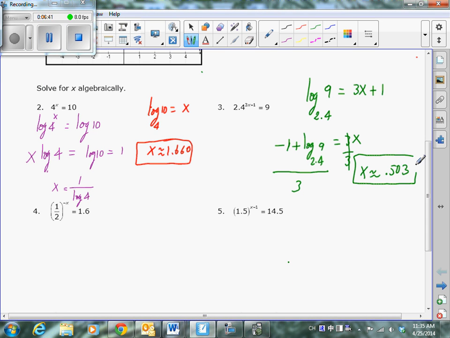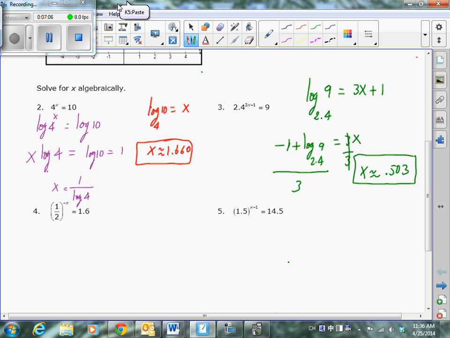Guys, this is not the only way of solving it. Yes, I just plugged in log base 2.4 of 9, and then I got 2.51 equals 3x plus 1, and I just did that all together, and I got this thing. Okay, yes, that works too. Yeah, that's fine. I was just showing you a way to use your calculator.